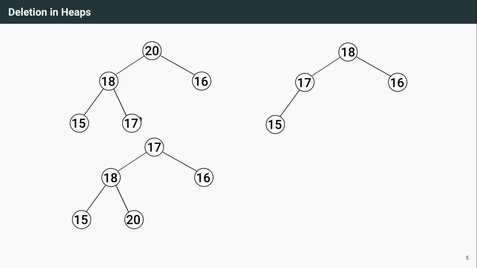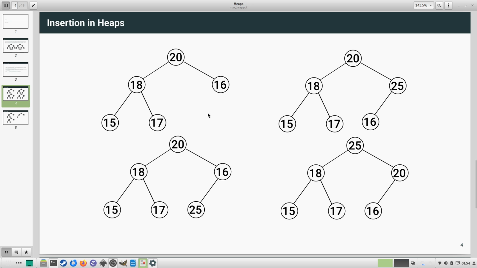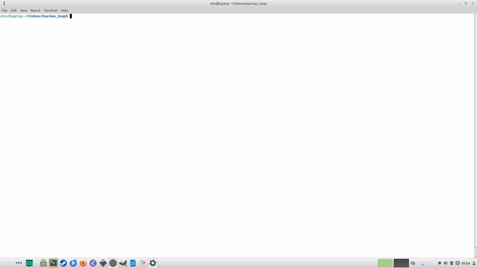Similarly for deletion, the bottom rightmost element is copied to the root node. So 17 will go at the top. Then 20 will be deleted, and 17 and 18 will be compared and 17 will be brought down to the left side, or you can bring it to the right side. Both will be valid in this case. The process of pushing elements up and down is called heap up or heap down. That is the typical name of the function. This process is called the heapifying process. So with the algorithm out of the way, let's look at the implementation.